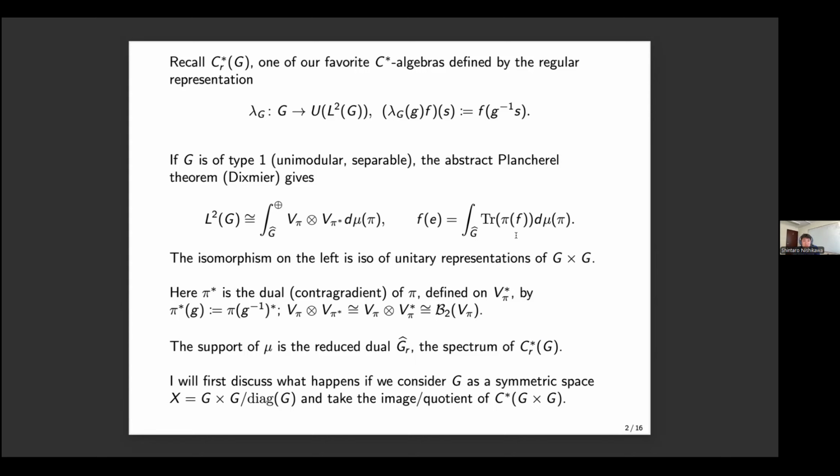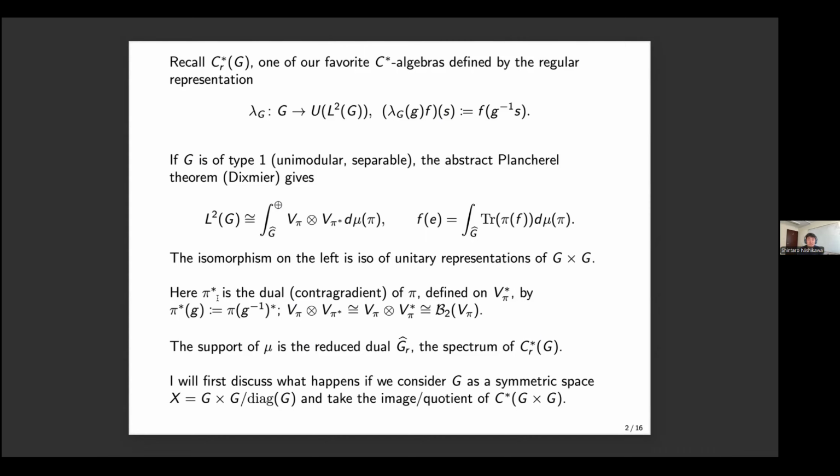And this isomorphism on the left is an isomorphism of unitary representations of G times G. On the left, you have G acting by the left and right regular representations, and on the right, G acts on H_pi and H_pi star.